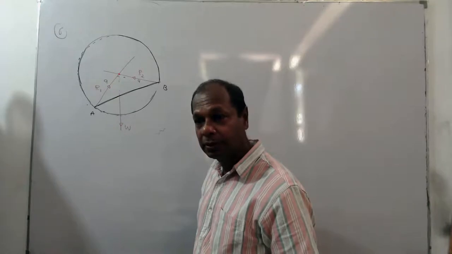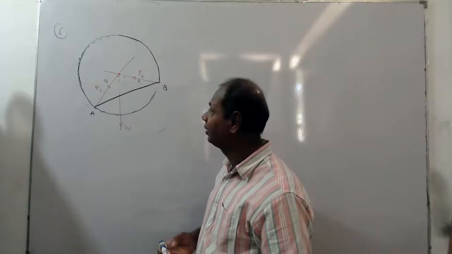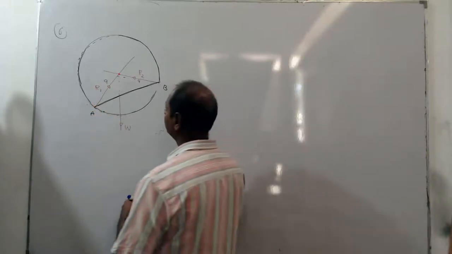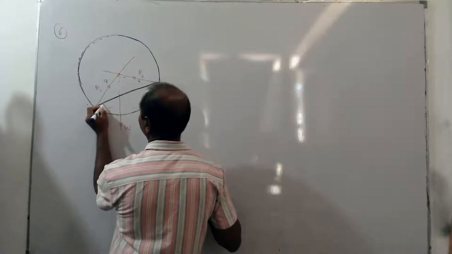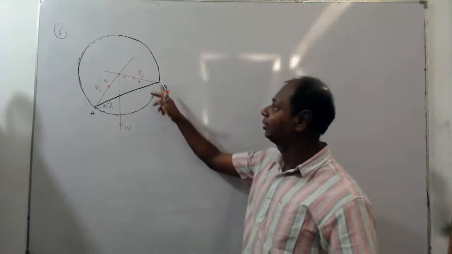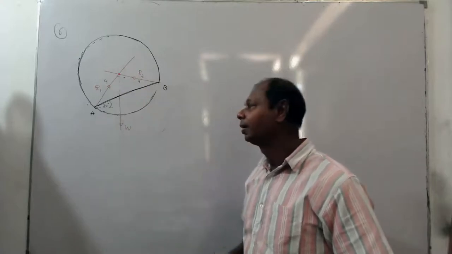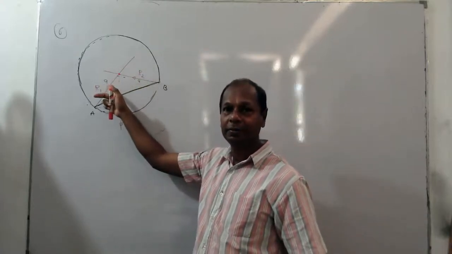Inclination of the rod with the vertical is 60 degrees. The horizontal is 30 degrees. And the other thing is, it's an isosceles triangle.